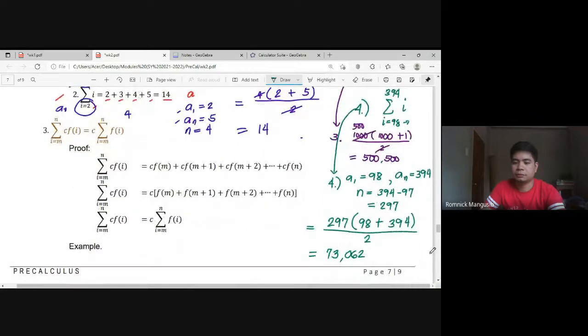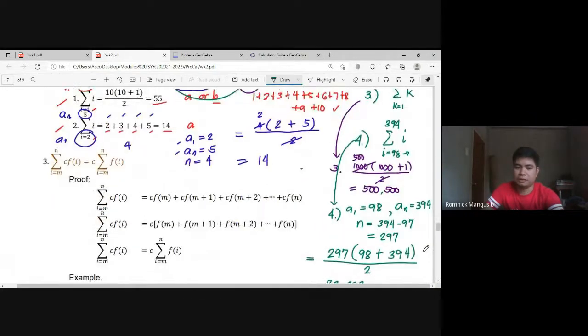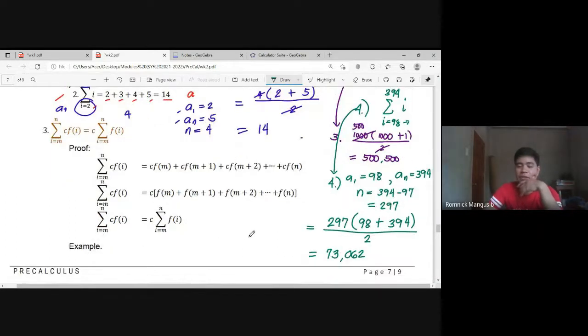Okay, so yan ang sagot sa dalawang ito. So sa tingin ko ay maliwanag na sa inyo yung ganitong pamamaraan. So you can just observe other examples.